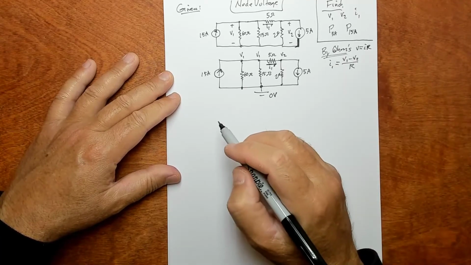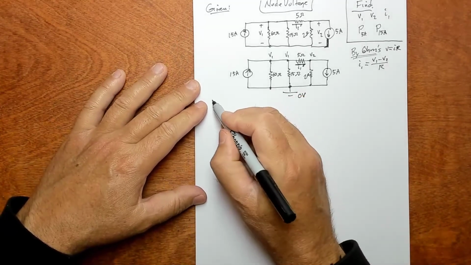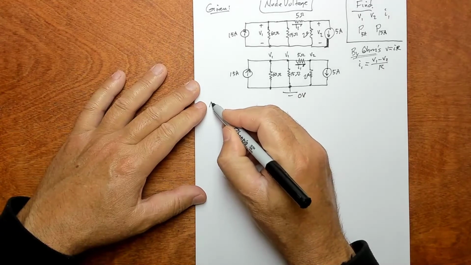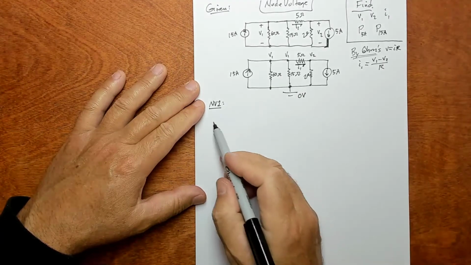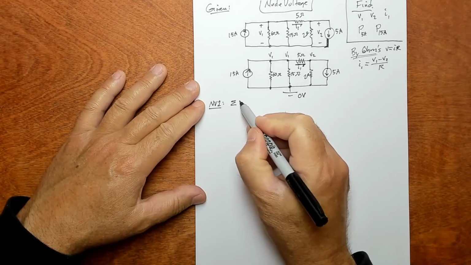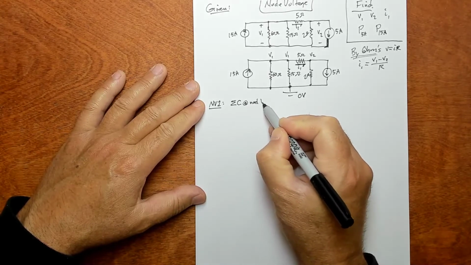All right, let's go ahead and get started on writing these node voltage equations. So we can write node voltage 1. I like to write that, and later on that'll be good enough, but right now we can just be clear, what are we doing? We're summing the currents at node V1.